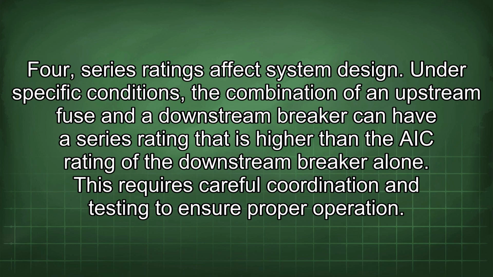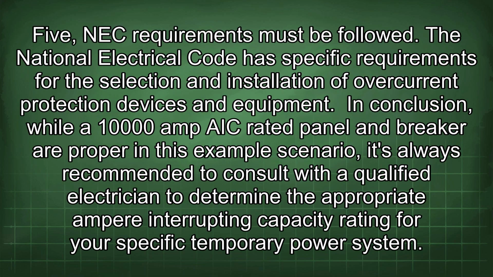4. Series ratings affect system design. Under specific conditions, the combination of an upstream fuse and a downstream breaker can have a series rating that is higher than the AIC rating of the downstream breaker alone. This requires careful coordination and testing to ensure proper operation. 5. NEC requirements must be followed. The National Electrical Code has specific requirements for the selection and installation of overcurrent protection devices and equipment.